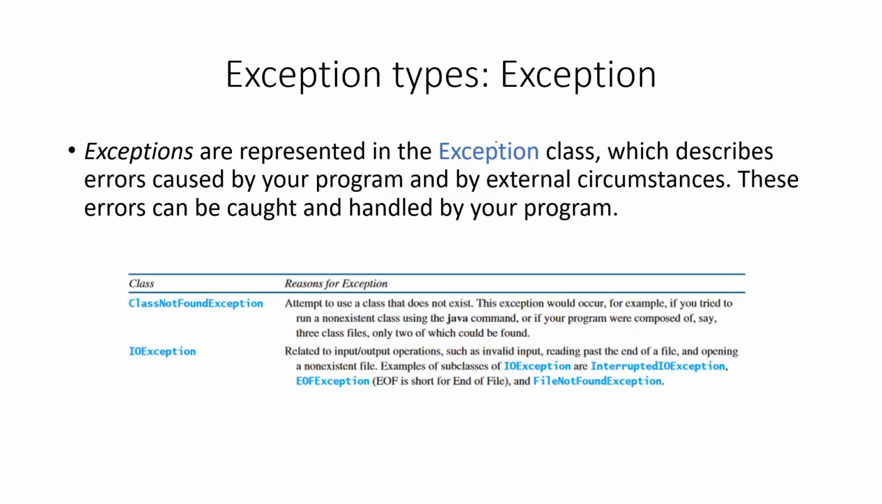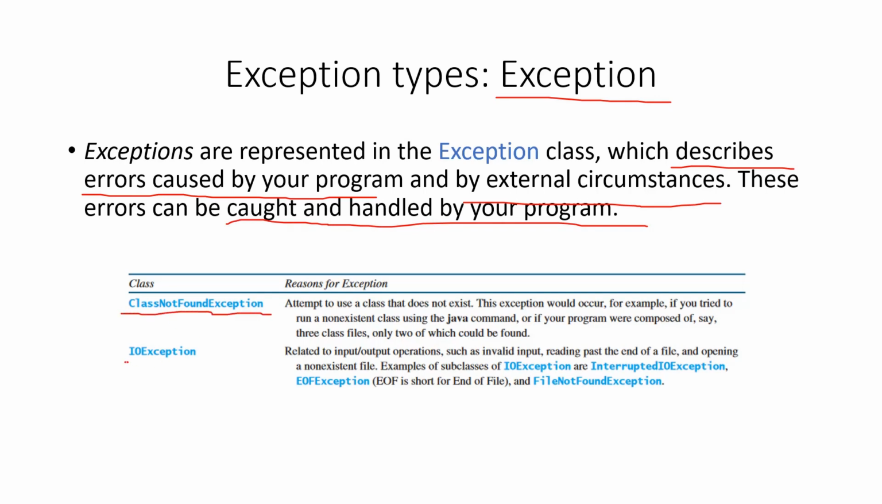Next, the second type is just simple Exception. Exception allows us to describe the errors caused by our program or by external circumstances. So, of course, this kind of exceptions can be handled and caught by our program. Two examples are ClassNotFoundException and IOException.